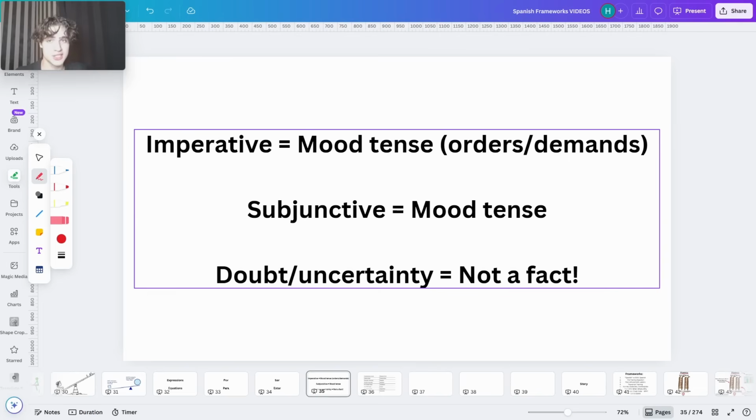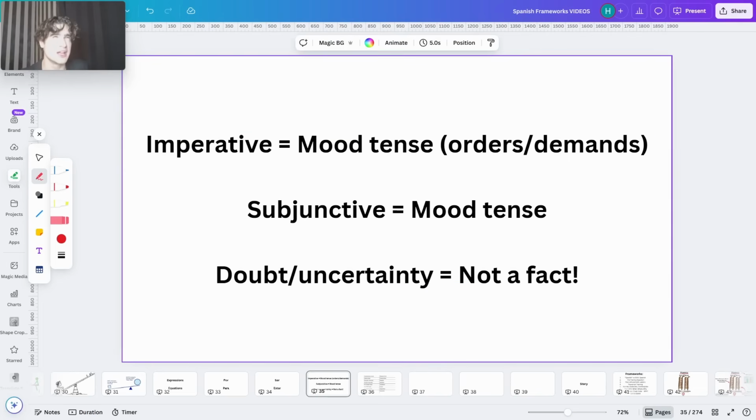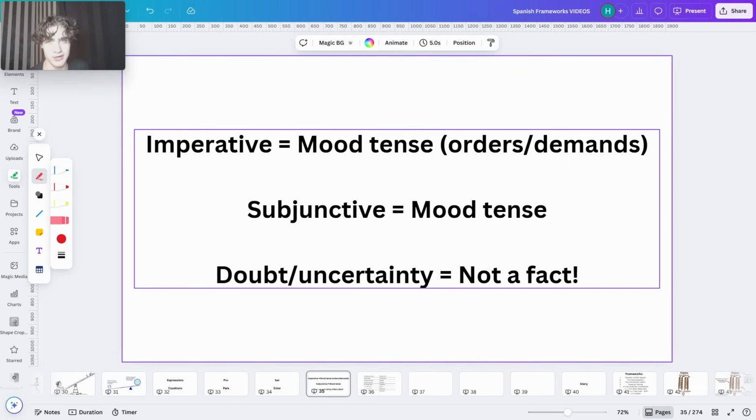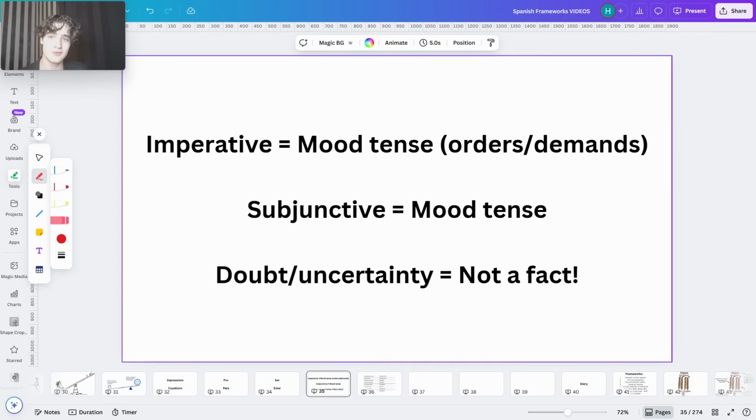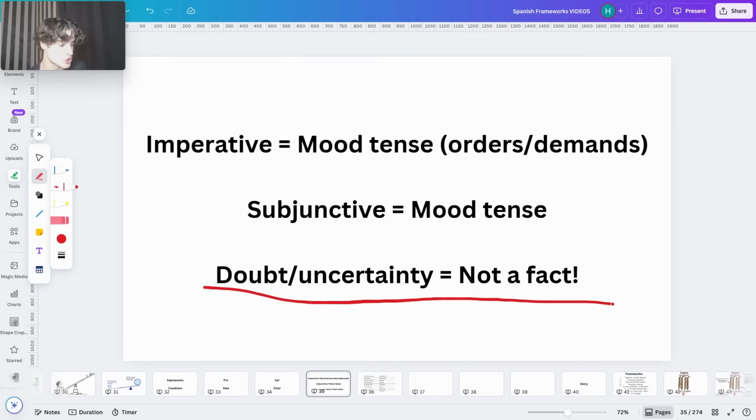Imperative and subjunctive are the same thing. The difference is just one is referring to orders and demands, the other is referring to subjunctive. And the way you use pronouns is different in the imperative. If you want, I can create more videos very specific to imperative and subjunctive in the future. But this is the reason right here, okay? It is used in doubt or uncertainty, okay?